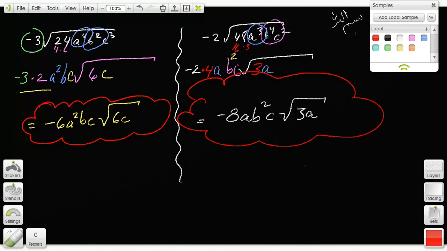Okay, so that is the simplified answer, inshallah. So what did we learn here? We learned how to simplify radicals.